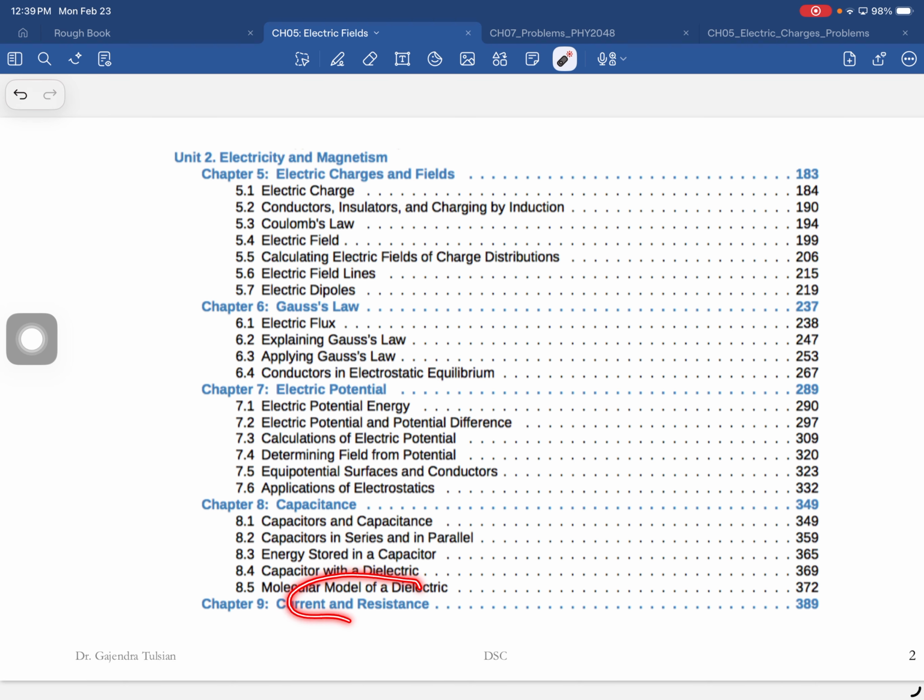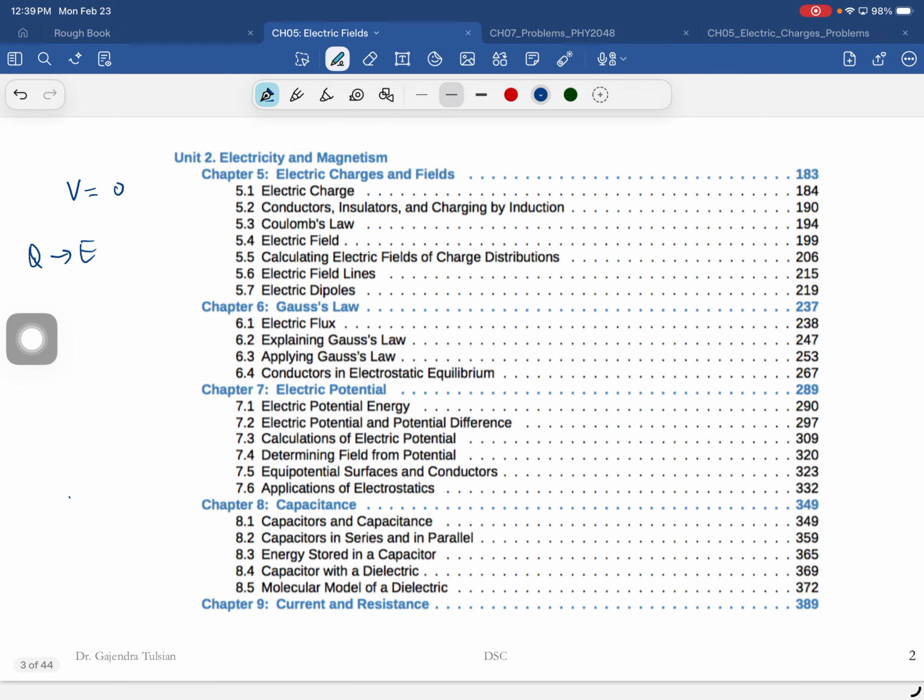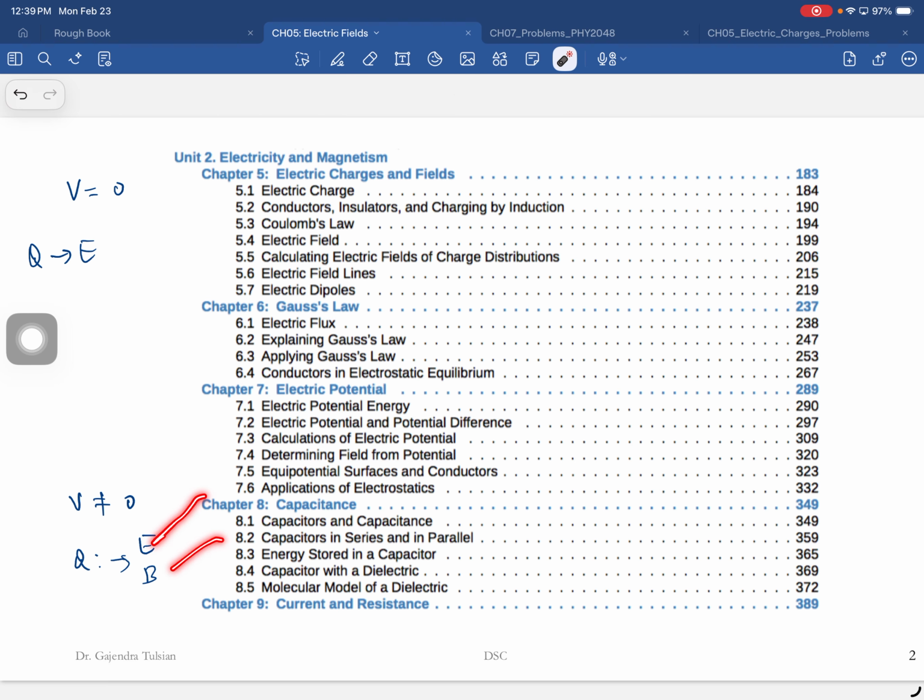Then we'll get the charges to move. We'll study currents, and what you'll learn is moving charges produce magnetic fields. Charges at rest only produce electric fields. Moving charges produce both electric and magnetic fields. So if a charge's velocity is 0, it produces electric fields, and if it's moving, it produces both. Electric fields are denoted by E, and magnetic fields are denoted by B.